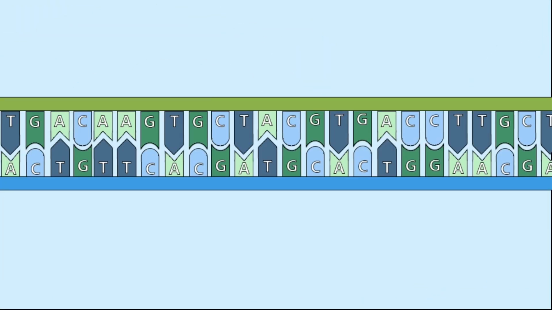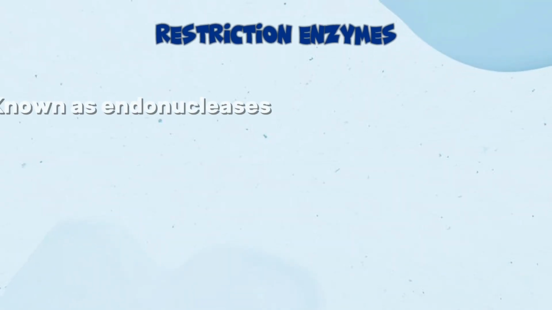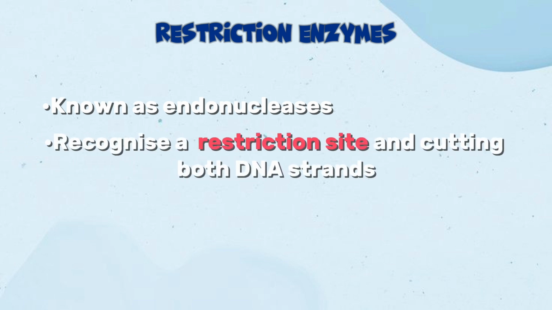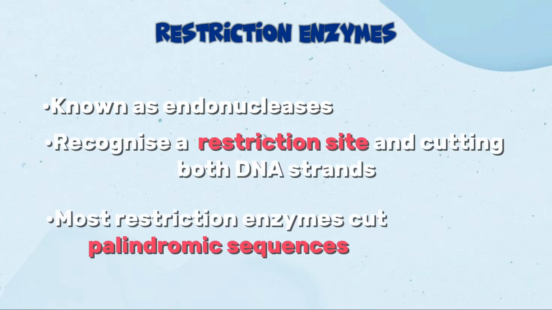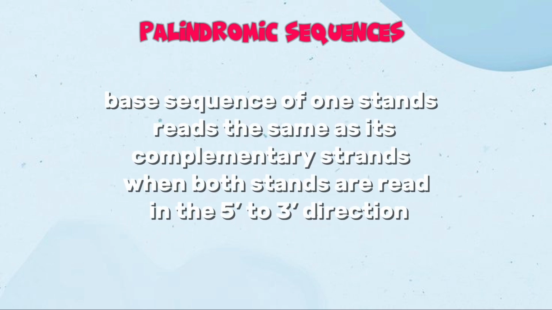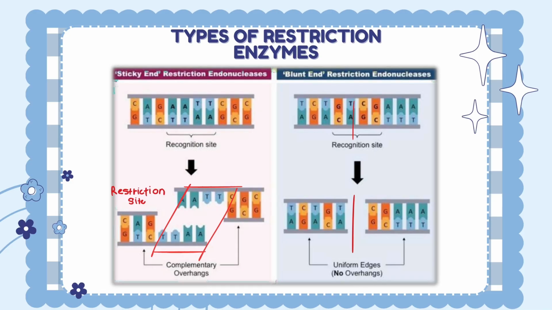Alright, next is restriction enzyme. Restriction enzymes, also known as endonucleases, can recognize a restriction site and cut both DNA strands. Most restriction enzymes cut palindromic sequences. So, what is a restriction site? A restriction site is a DNA sequence containing the cleavage site that is cut by a particular restriction enzyme. Now, what are palindromic sequences? A palindromic sequence is one where the base sequence of one strand reads the same as its complementary strand when both strands are read in the 5 to 3 direction.